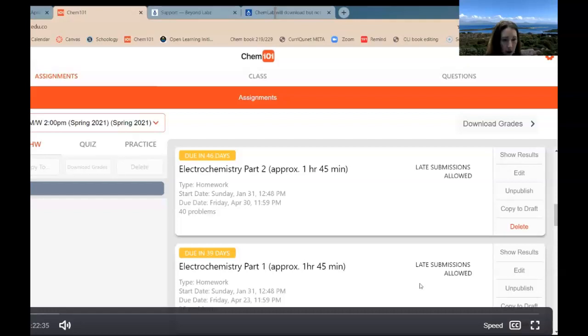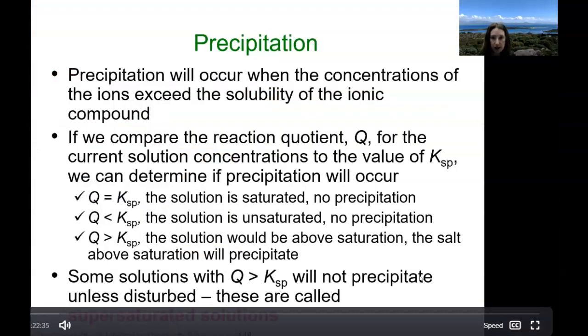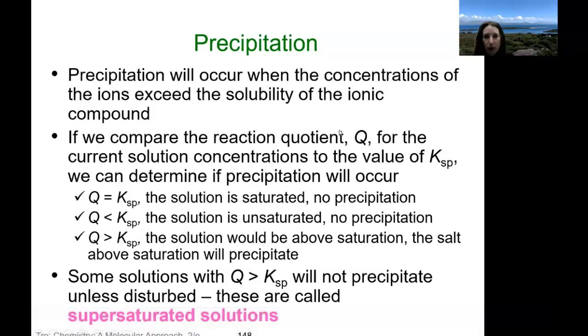On where we were. So we're going to just finish this module up, wrap up this exam 1 information. So remember, we talked about at the very start, like a month ago, precipitation. Remember, Q is just the same process as K, it's just not necessarily at equilibrium. So if Q equals K, that's going to be a saturated solution, right? That's at our equilibrium, it's saturated.